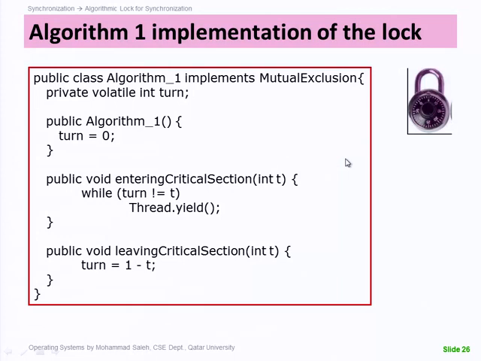So if you are thread 0, change the value of turn to 1. And if you are thread 1, change the value of turn to be what? 0. That can be done by basically setting turn equal to 1 minus t. So if t is 0, it becomes 1. If t is 1, it becomes 0. As easy as that.